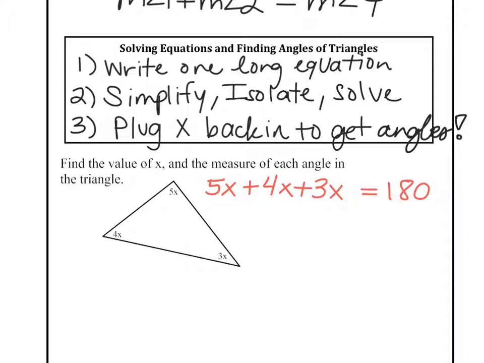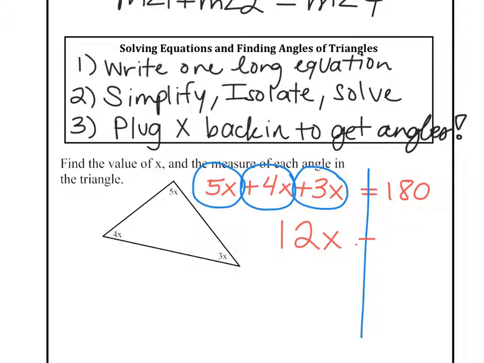And these like terms, conveniently, they're all like terms. It will not work like this every time. Make sure you take the sign in front. Positive 5x, positive 4x, and positive 3x. We're adding these up. 5 plus 4 is 9. 9 plus 3 is 12. So 12x equals 180. We have to get x by itself.